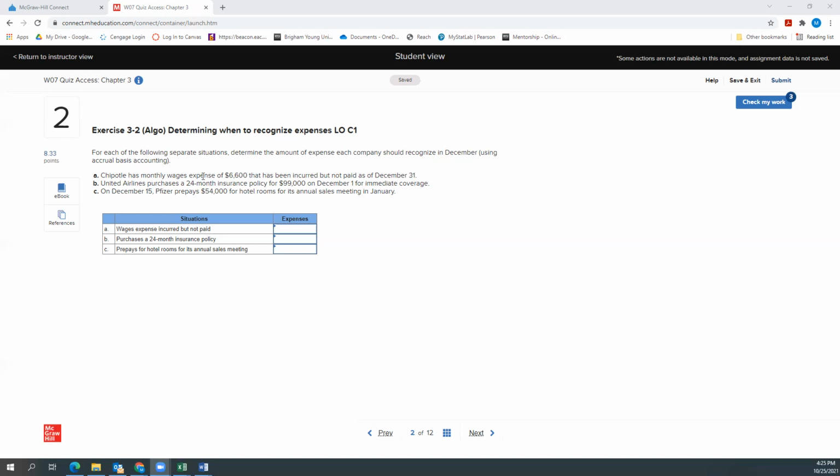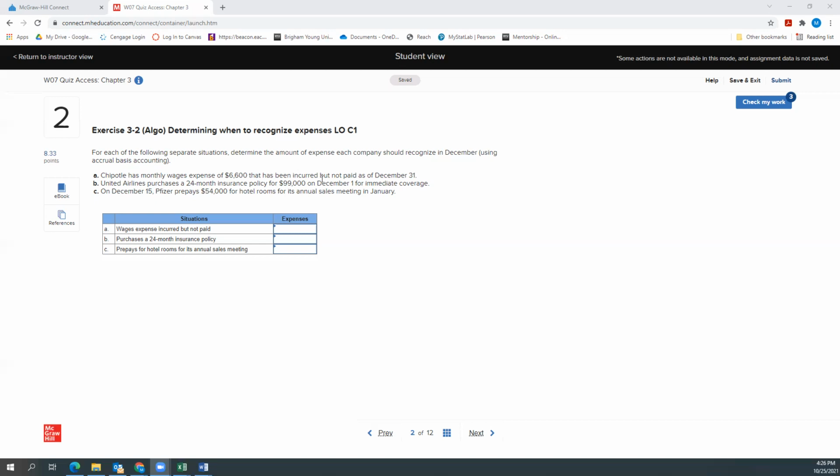Chipotle has monthly wages expense of $6,600 that has been incurred but not paid as of December 31st. So this is pretty normal when your payday falls after the end of the month, and so people will have worked for you, and so you've incurred the expense. You owe them that money, but you won't actually pay them until the next payday. Maybe the next payday is January 1st or 2nd or something like that.